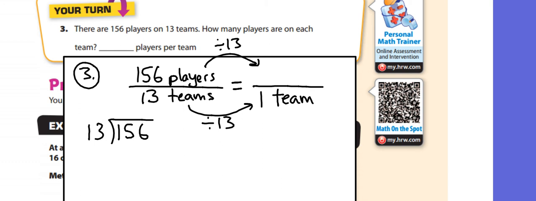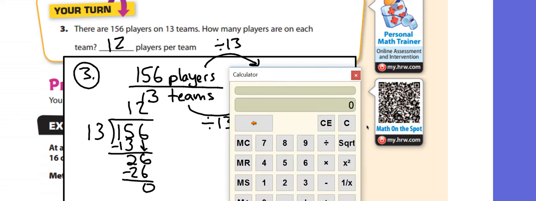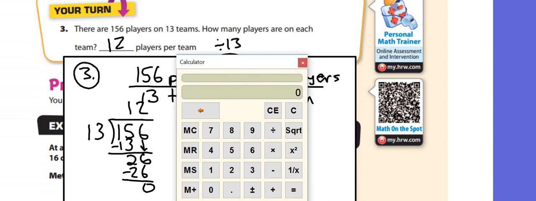13 goes into 15 once. 1 times 13 is 13. Subtract and get 2. Bring down this 6. 13 goes into 26 twice. 2 times 13 is 26. And you get 12. And what is that? It's 12 players per one team. You could, with a calculator, check your answer very easily simply by doing either 156 divided by 13, or even better, you could do 12 times 13, and you expect it to be 156.